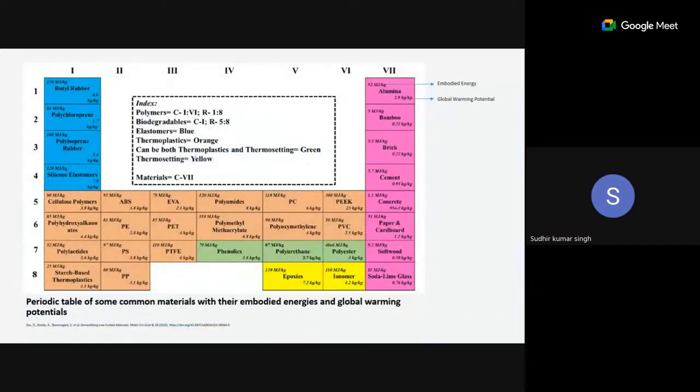This is a very interesting periodic table, which I have taken from a recently published publication. If you look into this, they have 7 columns and 8 rows. And the index shows us there are polymers, column 1 to column 6, and row 1 to 8. So look into column 1 to column 6, and row 1 to 8, you will find these are all polymer based material.